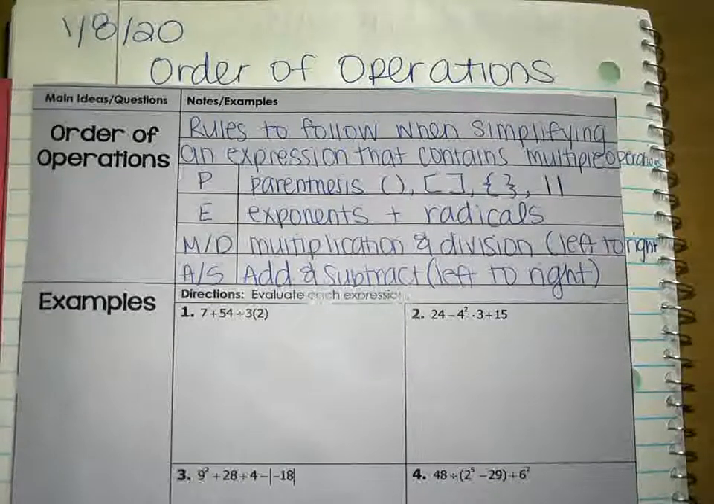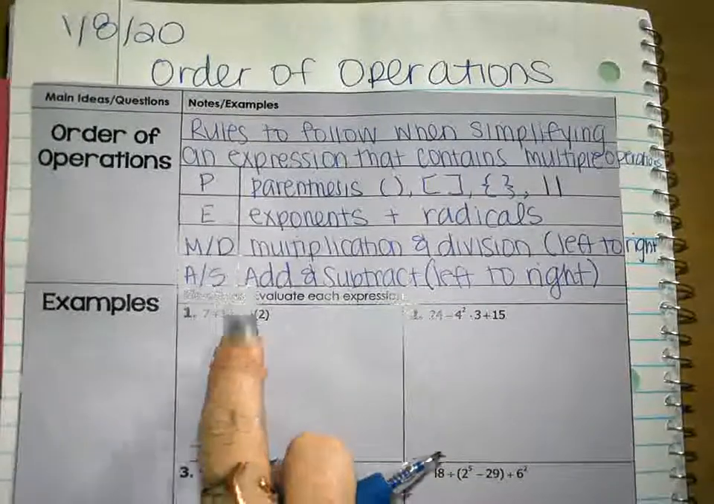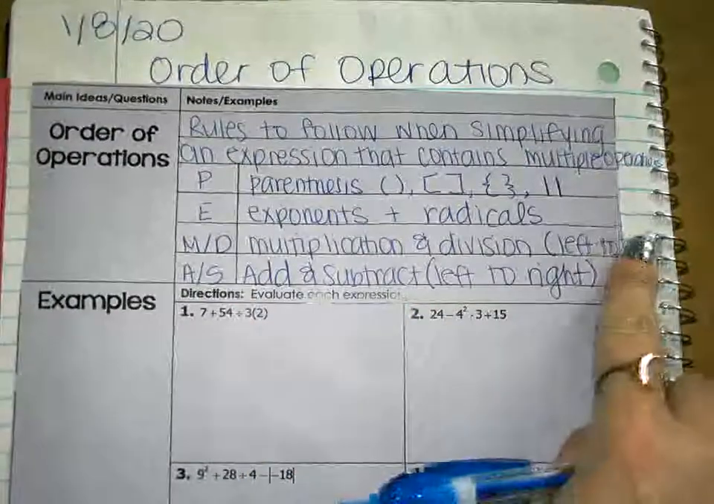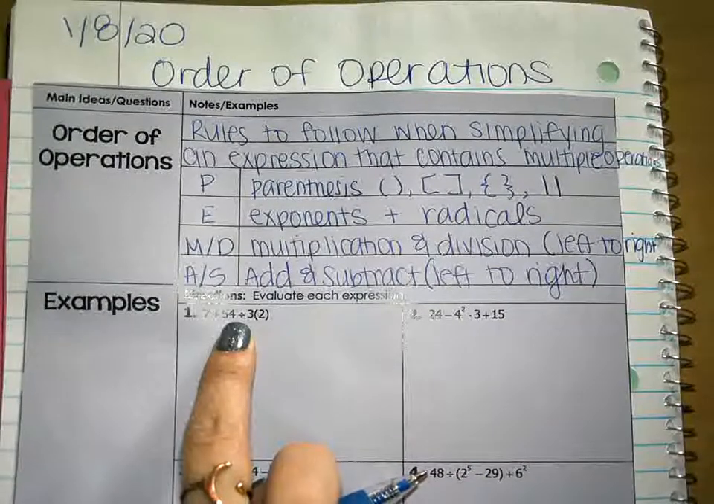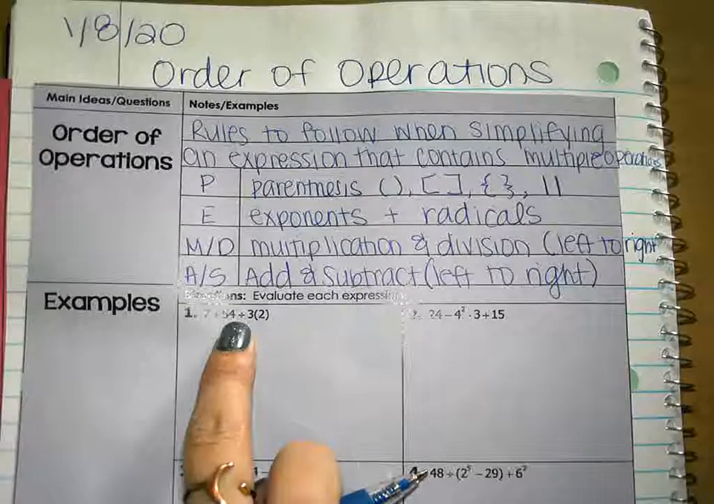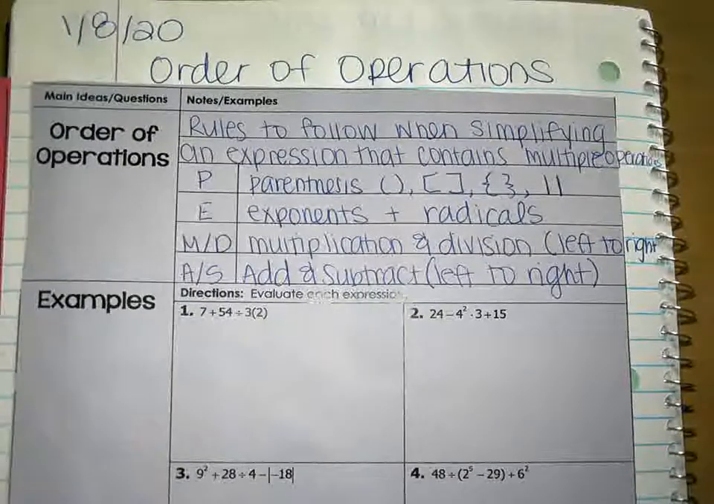So next, what do you think we would do? 54 divided by what would come first? 54 divided by 3. So I do 54 divided by 3 first because multiplication and division I do from left to right. So everyone, 54 divided by 3. Figure that out. What is 54 divided by 3? 18.